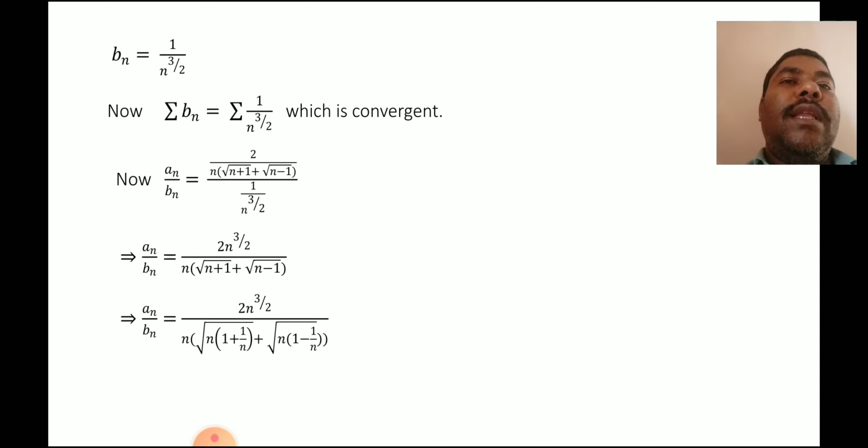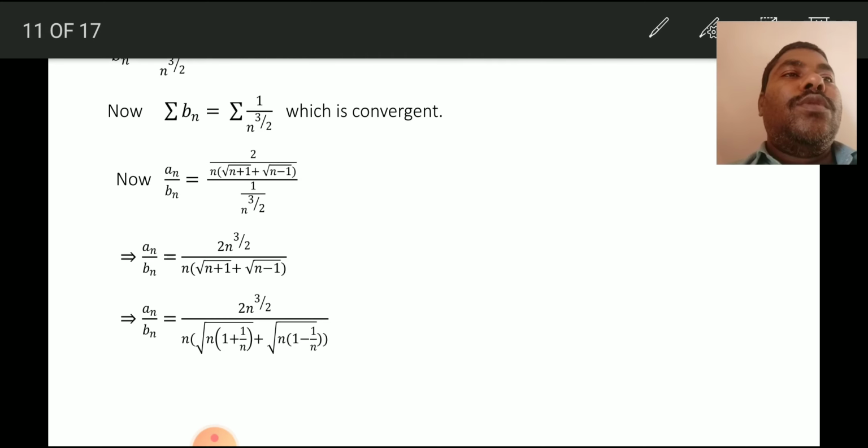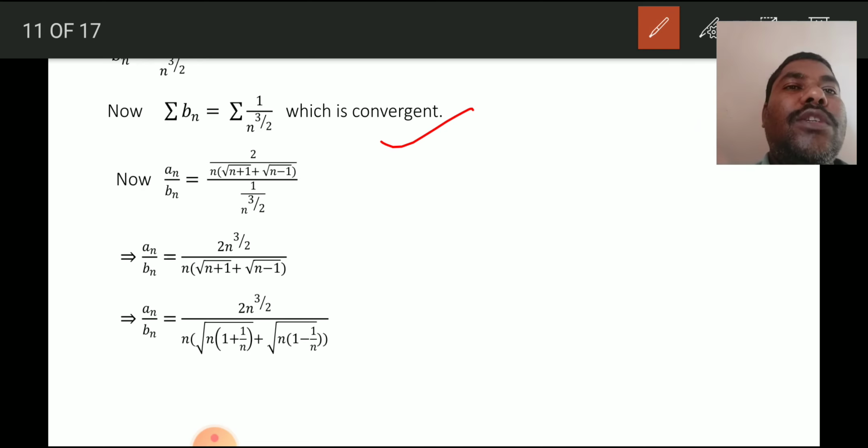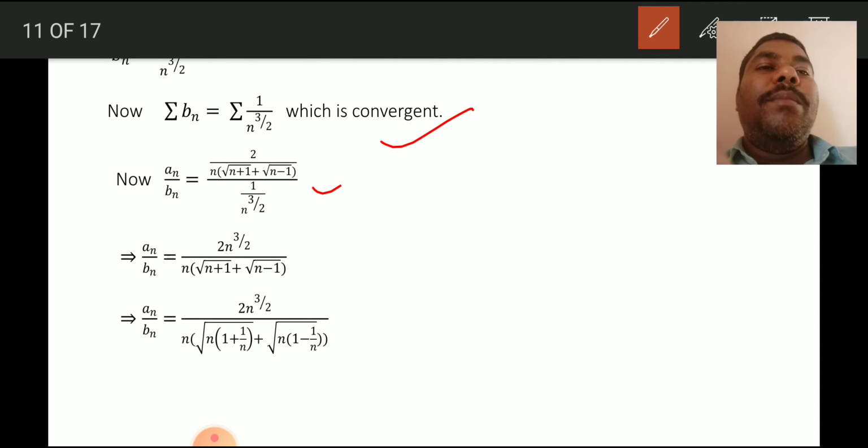So then bn is equal to 1 by n raised to 3 by 2. By p series we have summation bn is equal to summation 1 by n raised to 3 by 2. 3 by 2 is greater than 1, that's why the series is convergent. Then an by bn is 2 by (square root of n into (square root of n plus 1 plus root of n minus 1)) divided by 1 by n raised to 3 by 2.